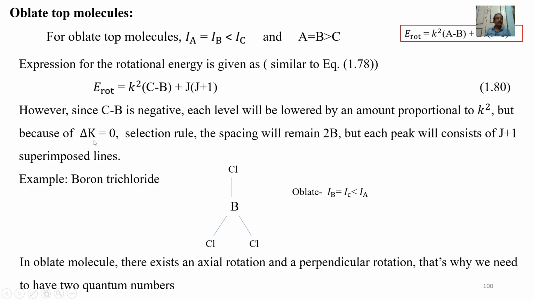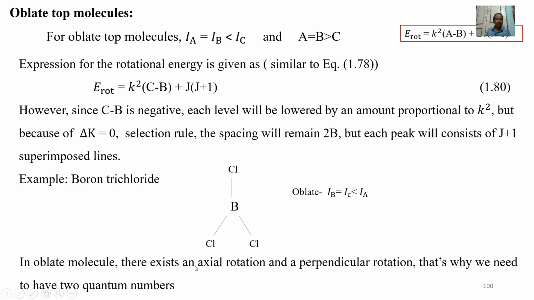For example, boron trichloride. The structure is given exactly like this. So we have an oblate top molecule, IB which is equal to IC less than IA. In an oblate molecule, there exists an axial rotation and a perpendicular rotation. That's why we need two quantum numbers.